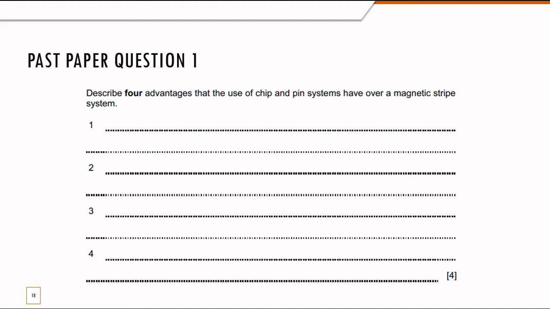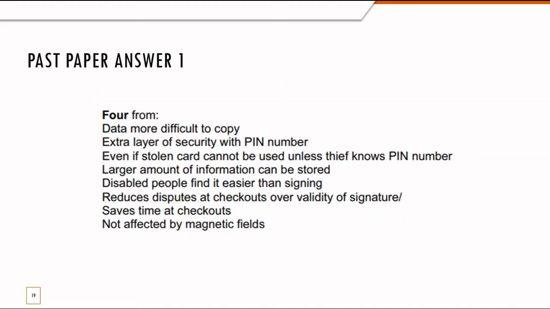The first question is asking us what are the advantages about using a chip and pin system over a magnetic stripe system. So, in this question you can clearly see that we are asked for advantages of chip and pin over a magnetic stripe. That means you have to support chip and pin in your answer and talk about the drawbacks of magnetic stripe system. Let's have a look at the answer scheme for this.